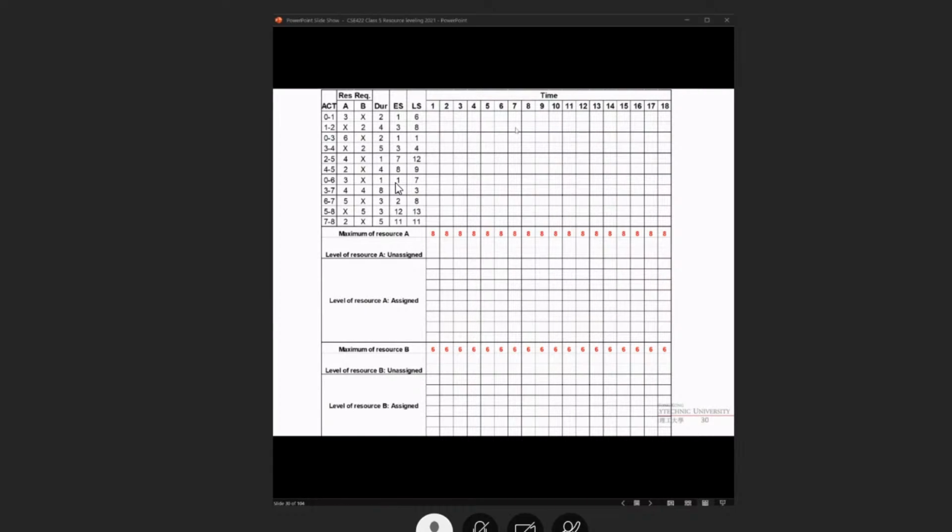Okay, this is the very traditional way to show resource leveling. Now I would like to spend 5 minutes on this. Think about how you can draw this kind of chart. I don't need you to have all the answers in 5 minutes, but I would like you to really think about how we can do that. All right? Please start.